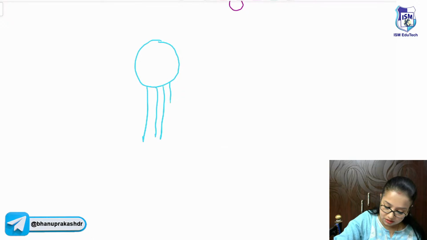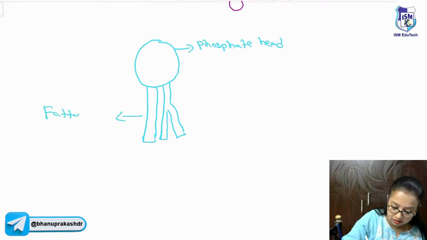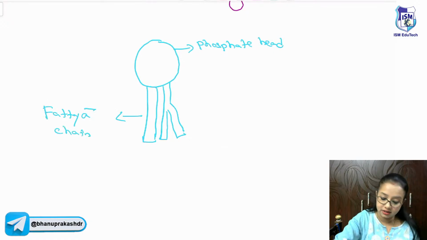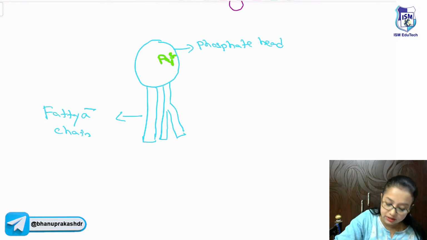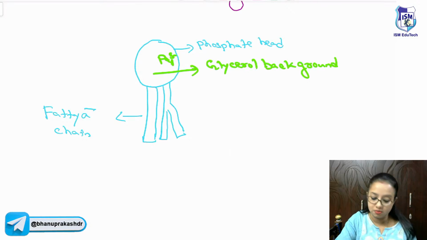Okay, it stands out to be something like this. Where this is the phosphate head and this is the fatty acid chain. Now this phosphate head has got a phosphate group and a glycerol backbone.